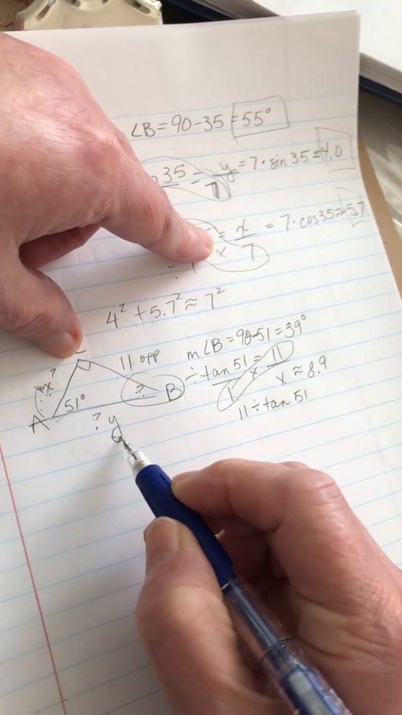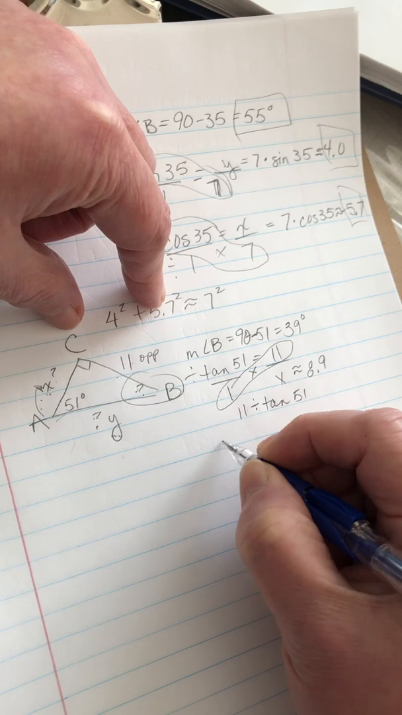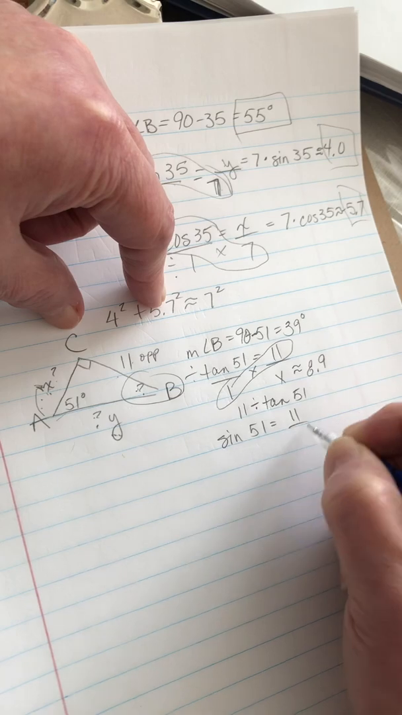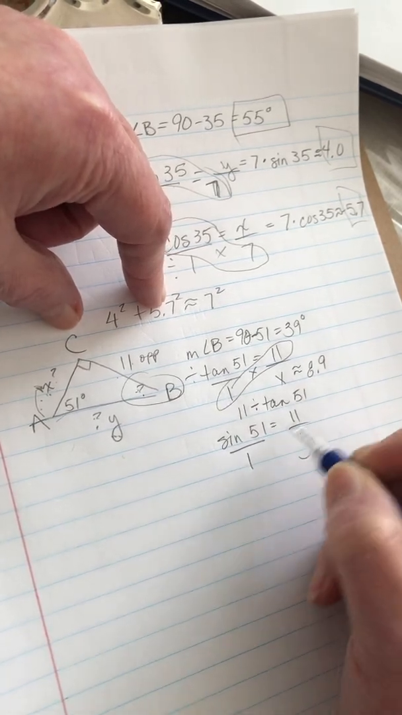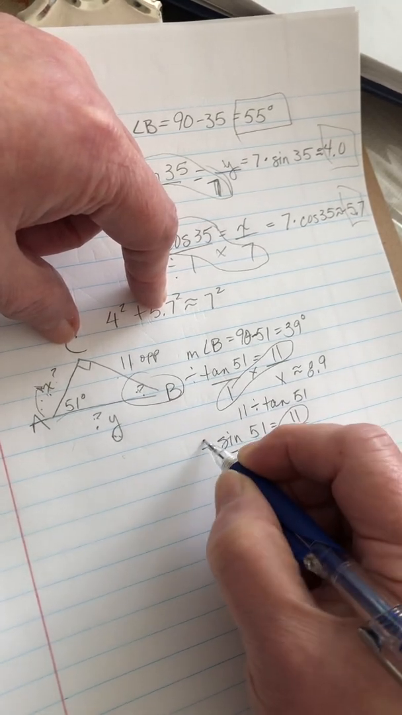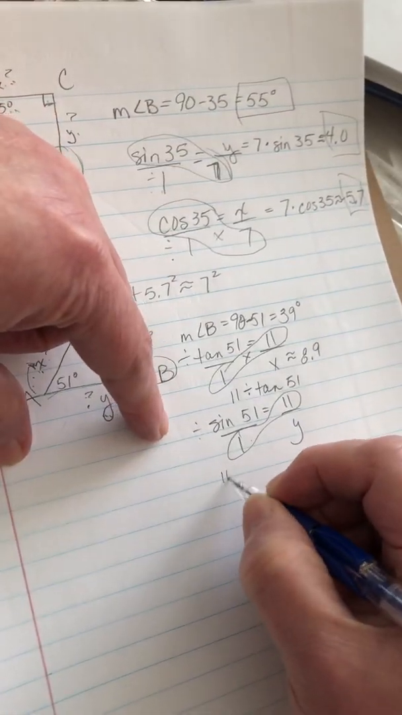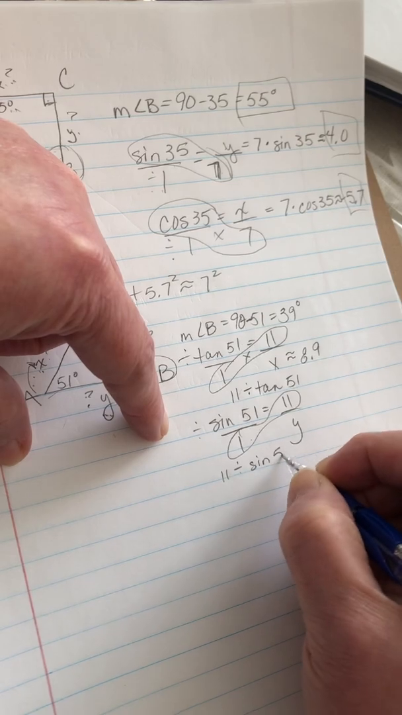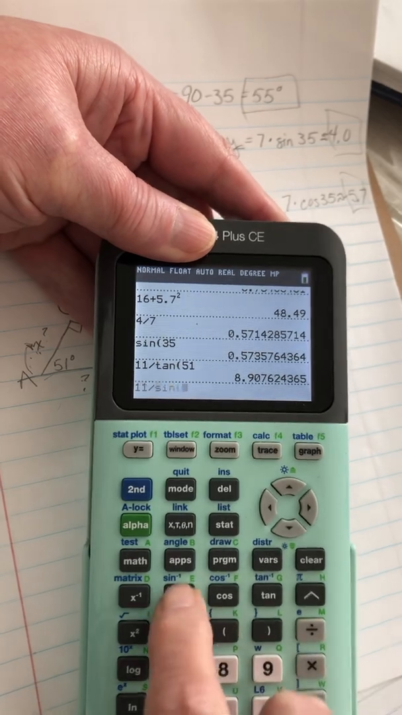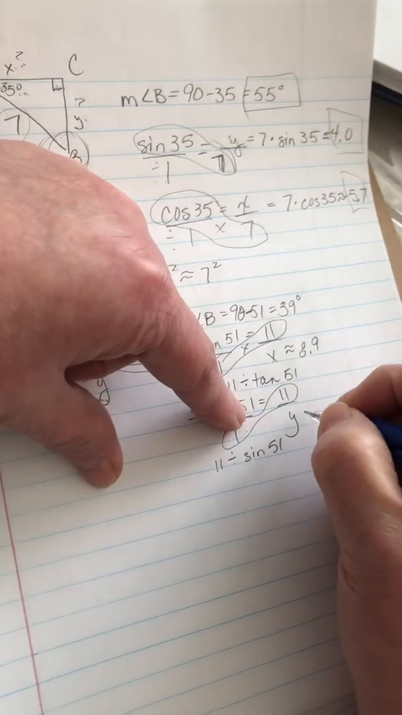To find the hypotenuse, I've got to use sine, opposite over hypotenuse. So the sine of 51 equals 11 over y. And again, see, this way I know whether I'm multiplying or dividing. 11 times 1 divided by sine of 51. Okay? So I've got 11 divided by sine 51. And I type it into my calculator. And that's about 14.2.